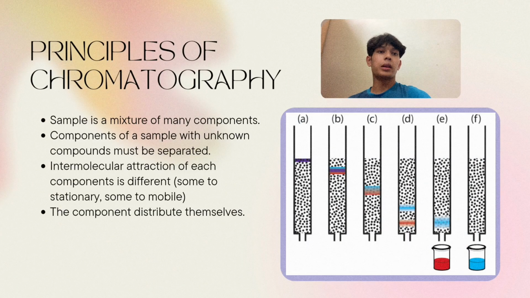I will be presenting the principle of chromatography. Samples usually is a mixture of many components. The component of a sample with unknown compounds must be separated prior to identification by using other analytical methods. The intermolecular attraction of each component is also different. Some components will be more attracted or absorbed towards stationary phase, while some will attract towards mobile phase. And from here, the component will distribute themselves.